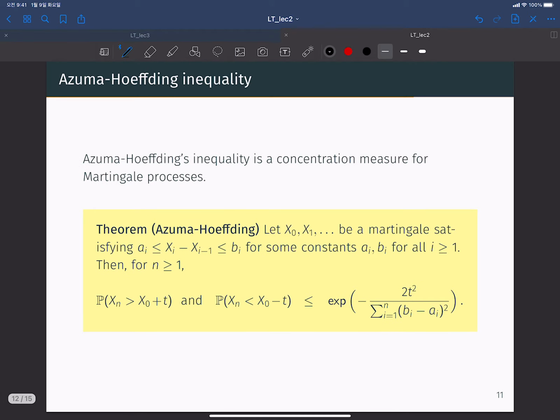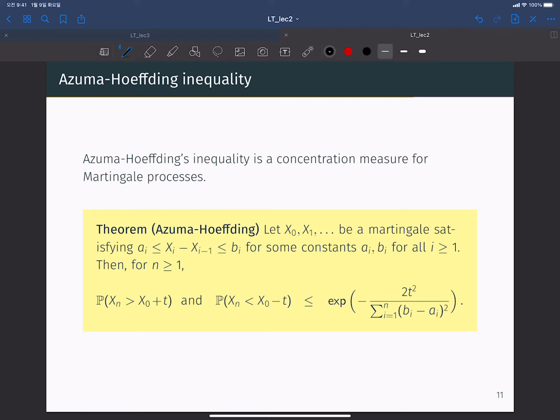Right. So until now, we have discussed concentration inequalities for independent random variables, for the sum of independent random variables. Azuma Hoeffding's inequality extends the result a little bit in the direction of martingale process. So Azuma Hoeffding's inequality is a concentration measure for martingale process.